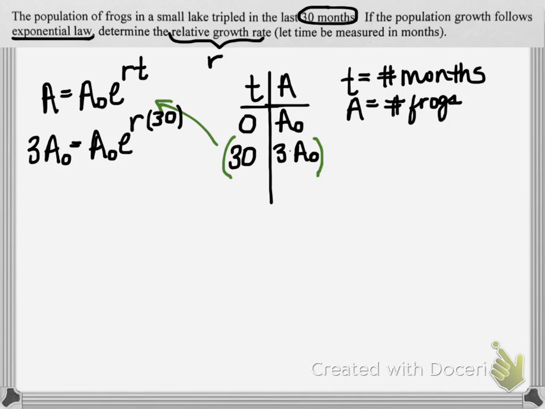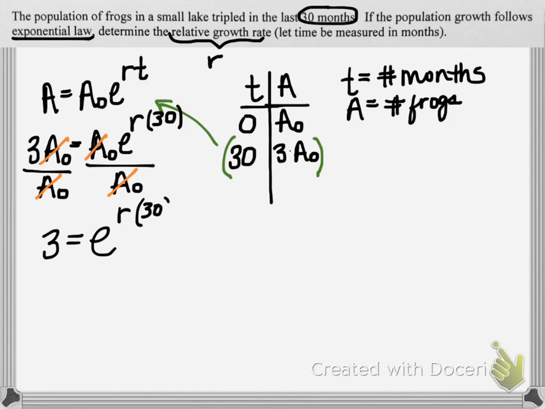So solving this little exponential equation, we'll begin by dividing by my initial amount, A sub 0. And notice what happens here. When we divide by the initial amount, the A sub 0's divide out on the left as well. So now we're left with 3 is equal to E raised to the R times 30.